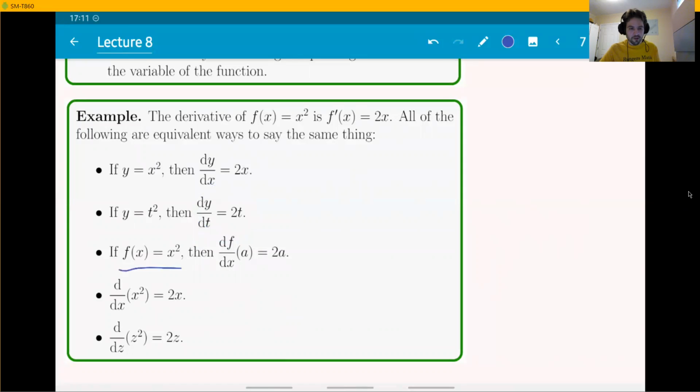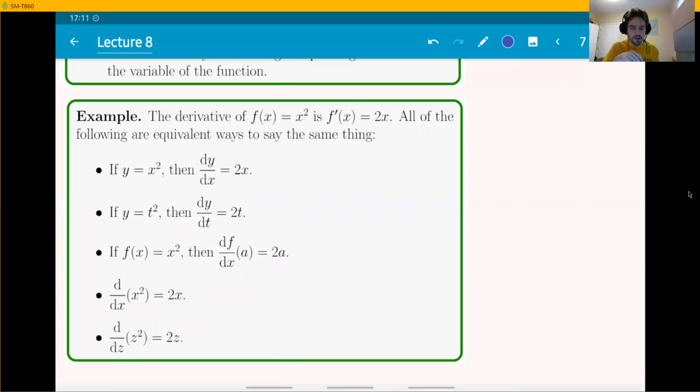If f of x is the x squared function, then df/dx at the number a is equal to 2a. d/dx of x squared is equal to 2x. d/dz of z squared is equal to 2z. You should just get used to this.